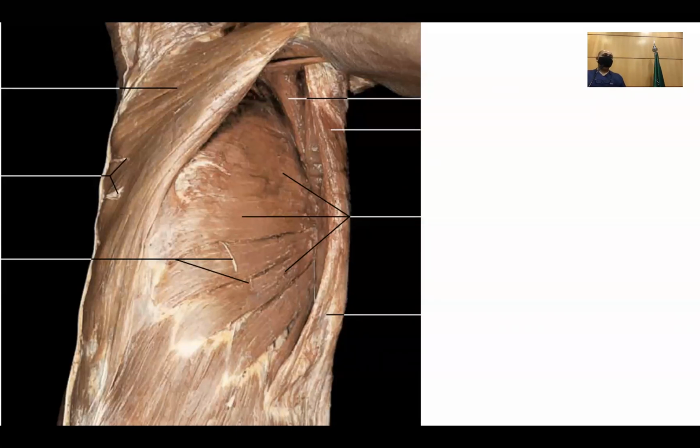This axilla is a pyramid-shaped structure which connects the root of my neck to my upper limb. And through this, so many structures pass, either coming from the inside of my thoracic cavity or coming from the neck, and they have to travel. This is the gateway, the pathway which transmits. And this image is showing you a side view.